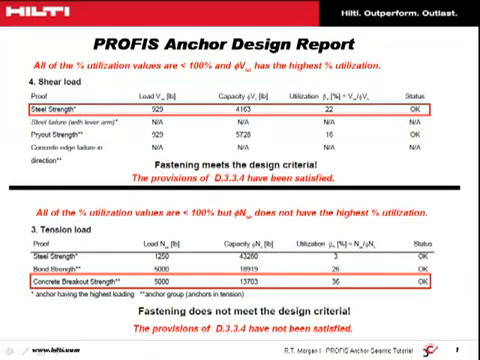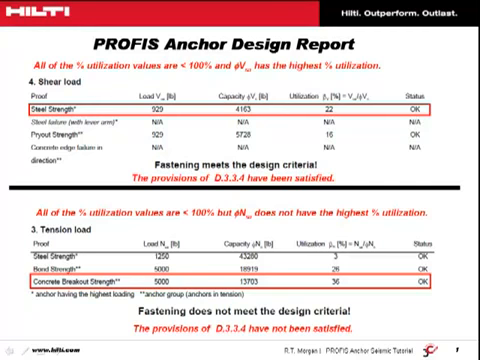When D.3.3.4 is selected as a design option, the design steel strength of a ductile steel element must be the controlling design strength for the application. The PROFIS Anchor design report indicates the controlling design strength via the percent utilization. Percent utilization corresponds to the factored load divided by the design strength. The design strength having the highest percent utilization corresponds to the controlling design strength for the application.